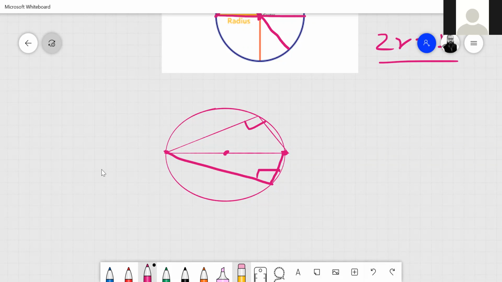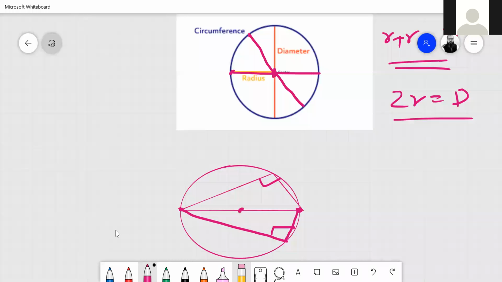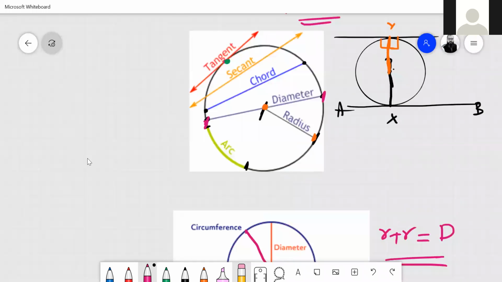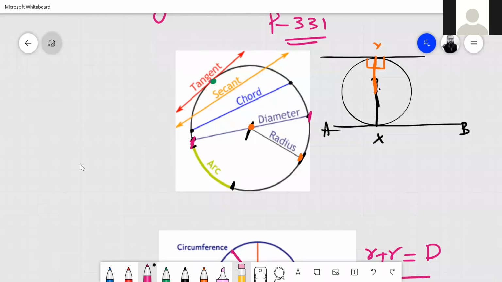Read again. Sir, I don't understand about the chord. In the start, I explained what a chord is. A chord is a line which touches both sides of the circle but doesn't pass through the center, the diameter. This is a chord.